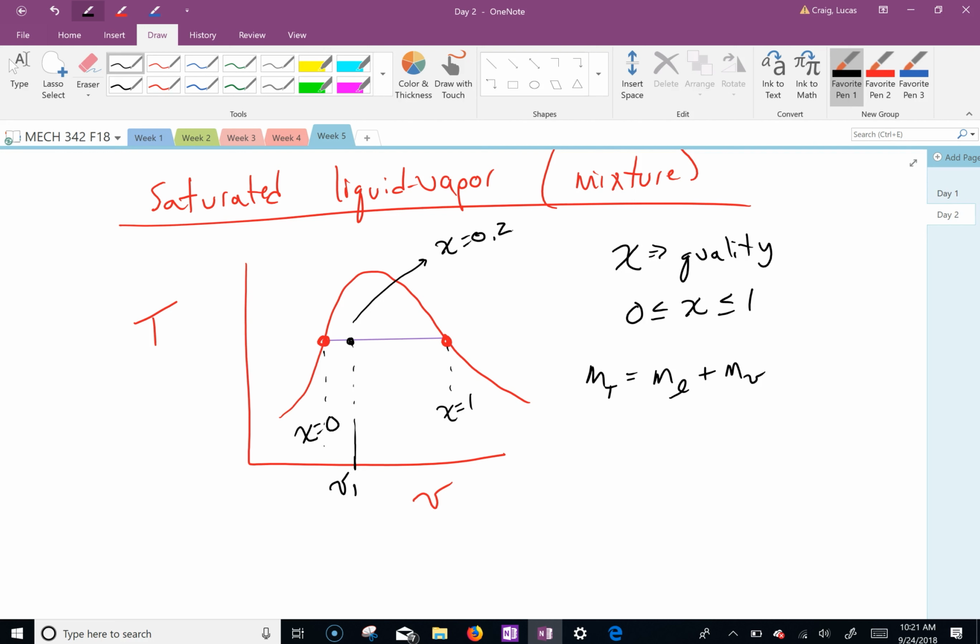First off, what do we know about that point right now? Temperature is the same when quality is 0 and quality 1. Okay. So if we're right here, we know the quality is 0.2. We already automatically know that we're at saturation temperatures and pressures, right? Because we're at this point.